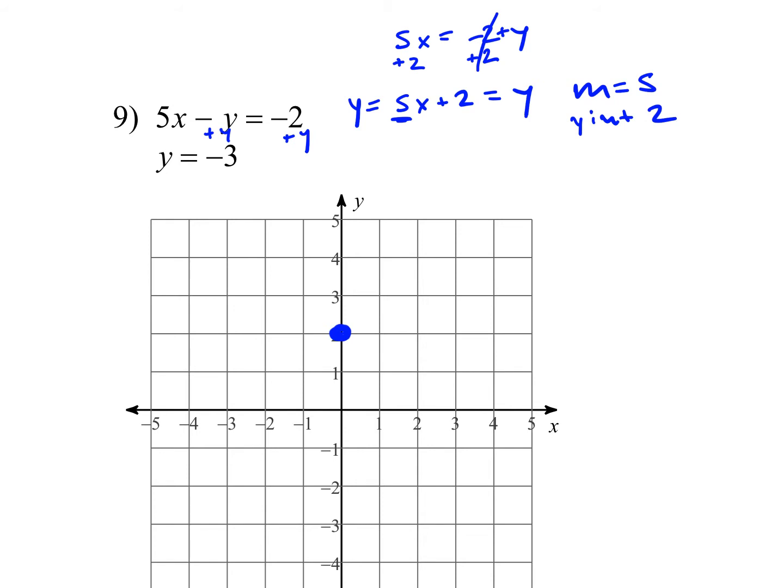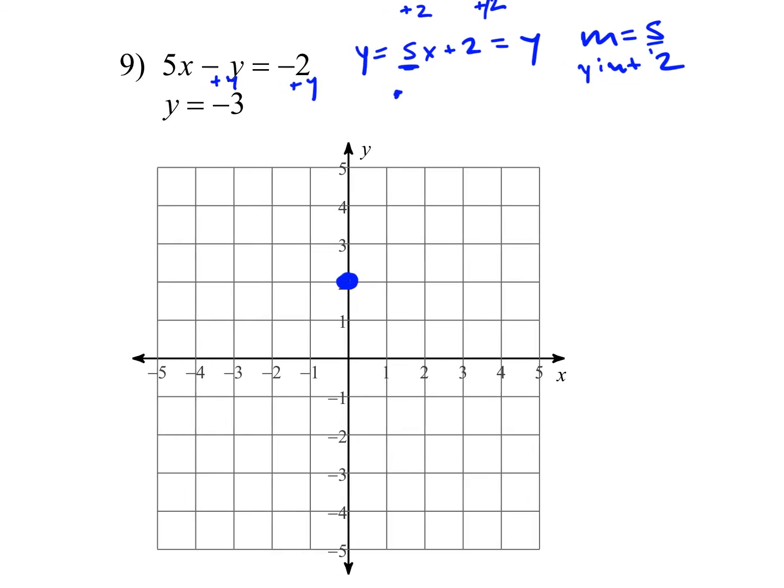Up 5, right 1. So this is 5 over 1. Up 5 to the right 1. It'll be off the graph a little bit here, but I could just flip both of them, and instead of going up and to the right, I can go down and to the left. So down 5 and to the left 1. And connect your points.